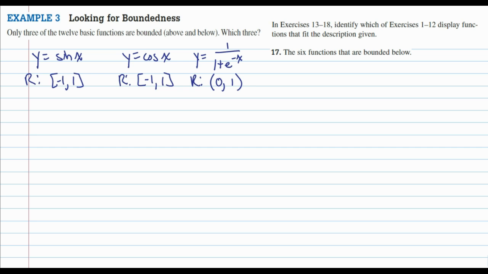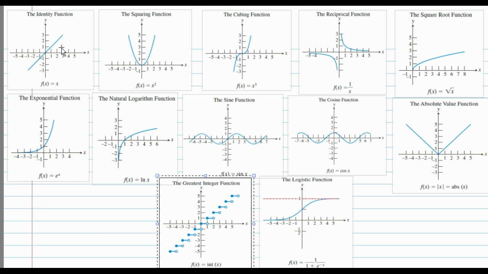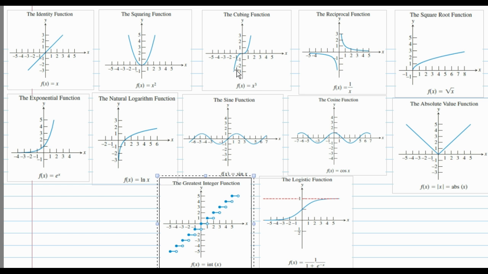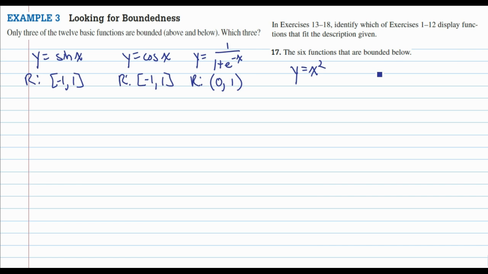The now try problem for example 3 asks us for the 6 functions that are bounded below. Let's see. We already talked about those actually. The squaring function, or y equals x squared, or f of x equals x squared, is bounded below. It will not go down to negative infinity. What else? That's unbounded, unbounded. The square root function, y equals square root of x.